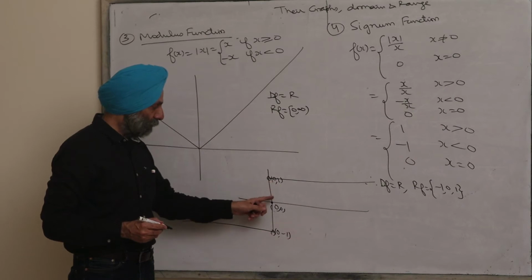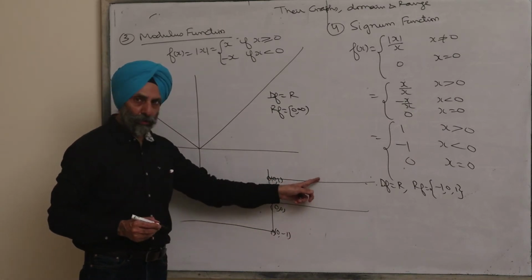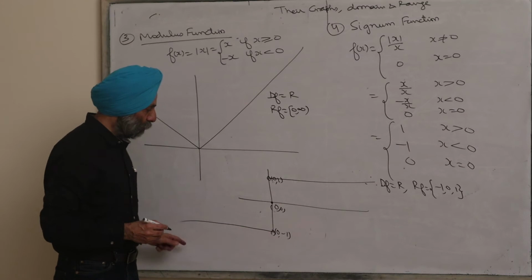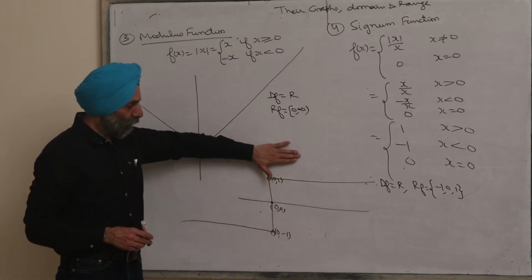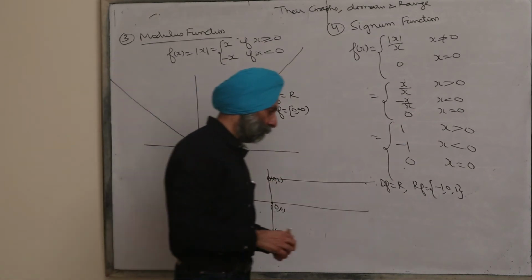So when x is greater than 0, the value is 1. When x is less than 0, the value is minus 1. When x is equal to 0, the value is 0. So this is the graph of the signum function.